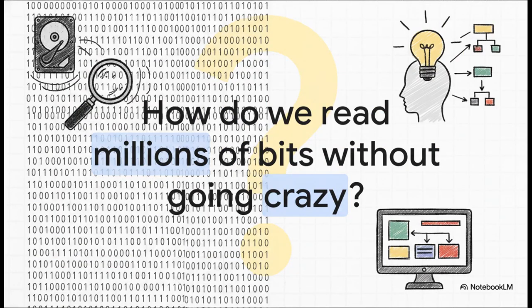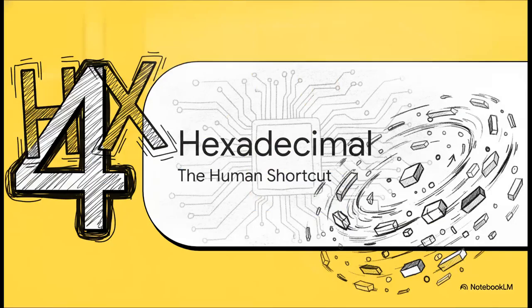And that massive scale leads us right into a very practical problem. A modern hard drive holds trillions of bits. Trillions! Staring at endless walls of binary 1s and 0s is basically impossible for human readability. How on earth do developers manage this without going completely crazy? That takes us to part 4, hexadecimal, the human shortcut.